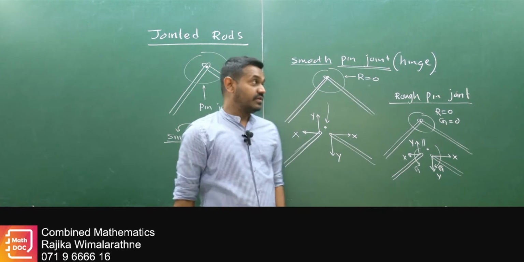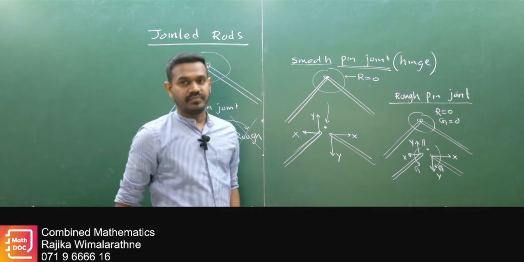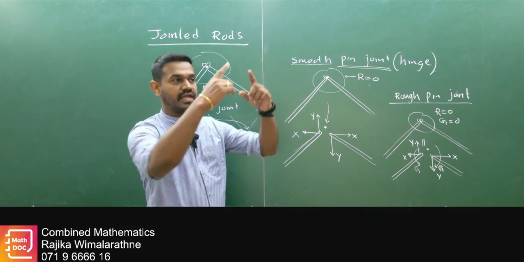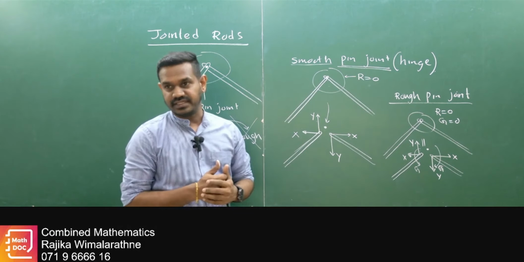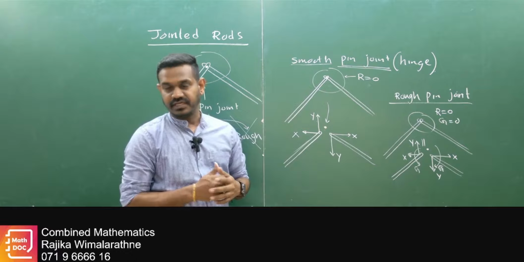Okay. So we're going to analyze these types of pin joints. Weighted rods are connected together. Then we need to analyze the equilibrium conditions. That's it.